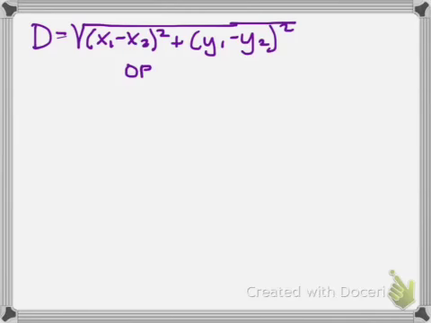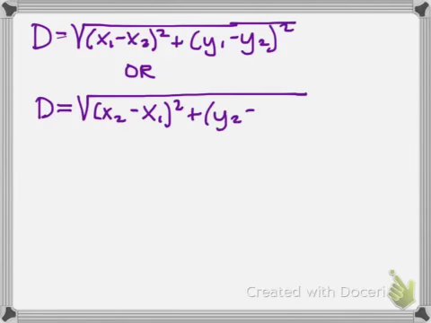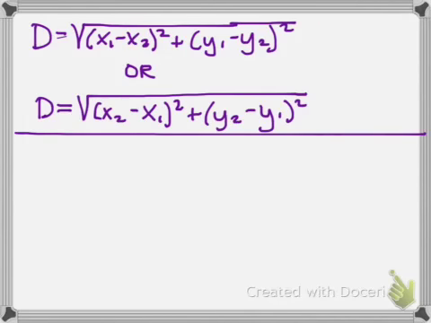So you can get the distance formula 2 different ways. You can either do x1 minus x2 or x2 minus x1. And you can do y1 minus y2 or y2 minus y1. The only thing that you can't do is switch them up. So if you do x1 minus x2, you can't do y2 minus y1.